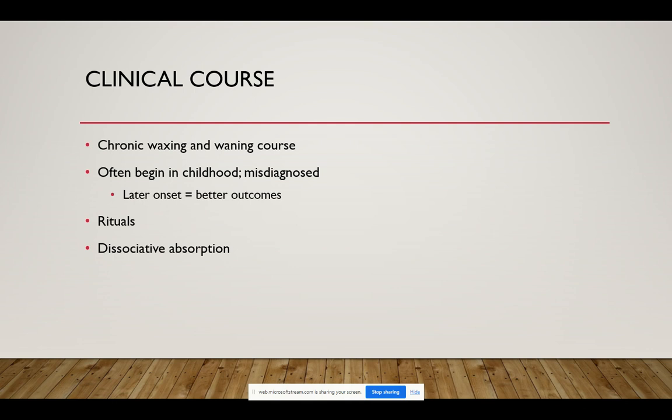Dissociative absorption, that's a tendency to become excessively absorbed in fantasy, like movies or online gaming, leading to decreased self awareness and inattention to their surroundings. I think that's becoming a lot more common today with kids who play video games. So you might be seeing that, and that's called dissociative absorption.